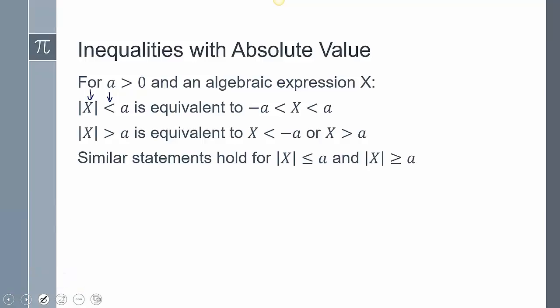The way that I like to remember this is I say less than, and then I say greater. It helps me remember. Less than, it's going to be an and statement. Greater, it's going to be an or statement.